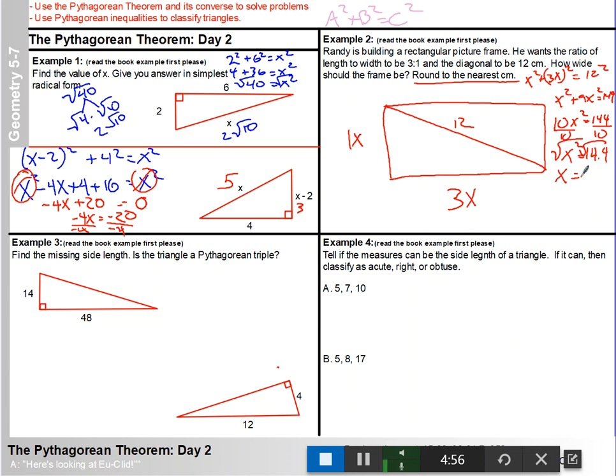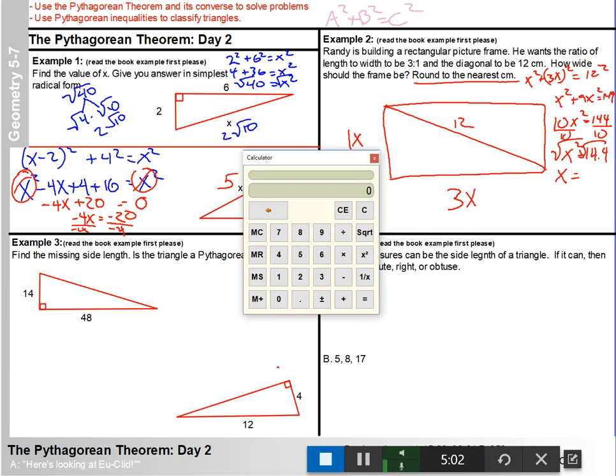So I get x is equal to, now I don't know the answer to that off the top of my head. So I'm going to pull up my calculator, and I'm going to go 14.4 square root. And so x is equal to 3.8. Well, it says rounded to the nearest centimeter. So I can safely say that this side is going to be 4.